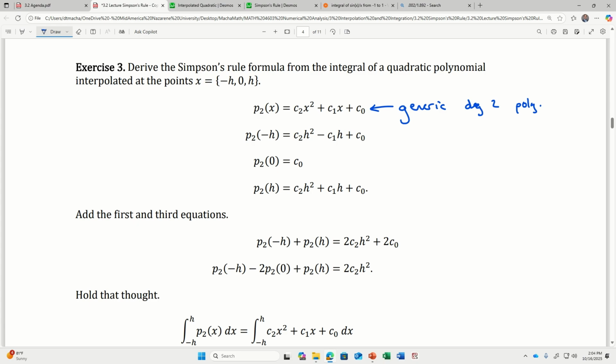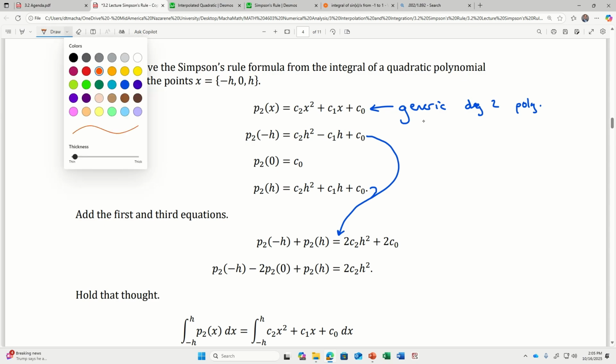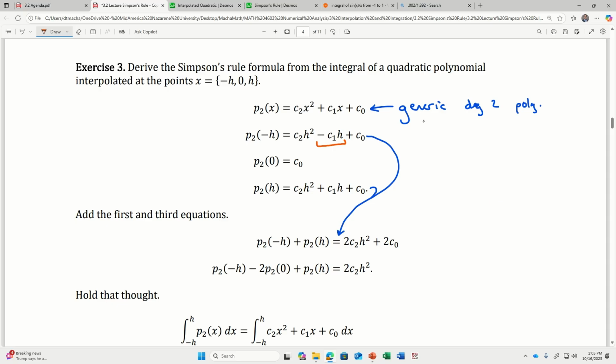And then this is what it looks like if I plug in x equals negative h, x equals 0, x equals h into that degree 2 polynomial. You can see what happens if I add the first and third equations together. So the left side is going to be p2 of negative h plus p2 of h. And then the right side, that term is going to cancel with that term. So I lose the c1h's.